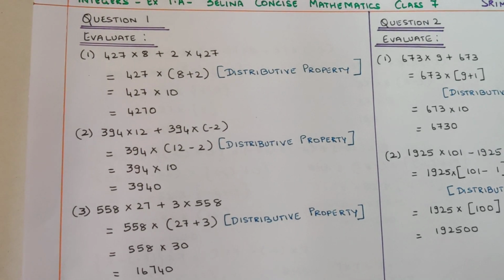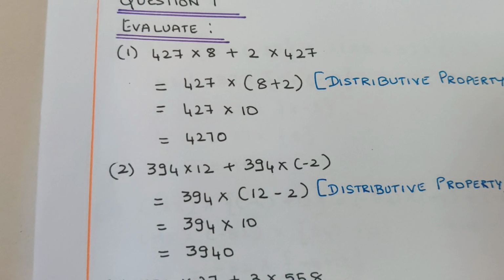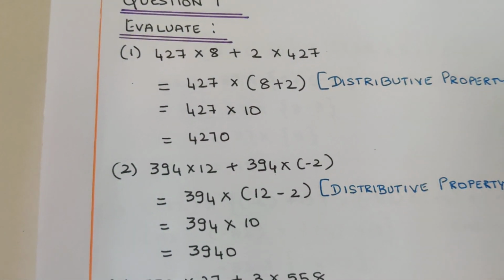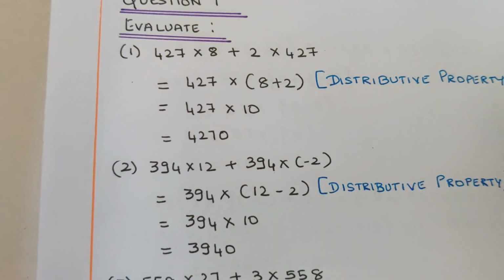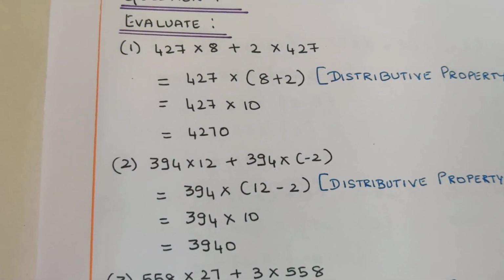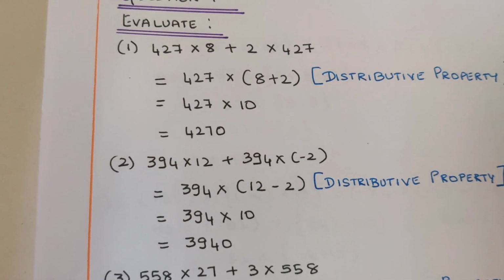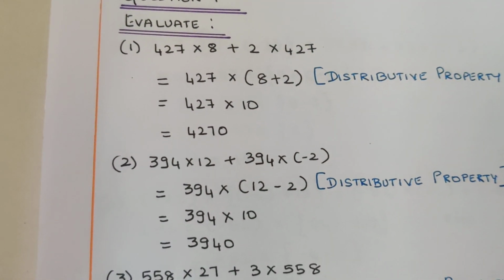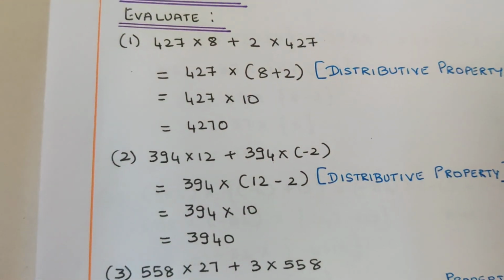Let's move on to question 1 quickly, which says evaluate 427 into 8 plus 2 into 427. As soon as you see this sum, kids, you should understand 427 is common. So removing the common number, we get 427 into 8 plus 2. So this is distributive property. And now the expression becomes 427 into 10 and the answer is 4270.